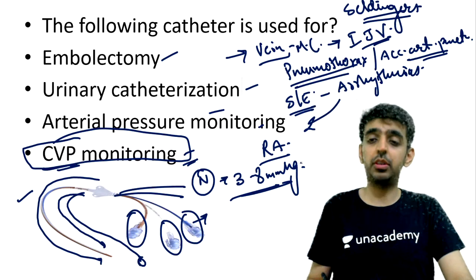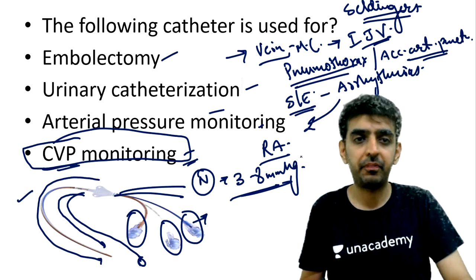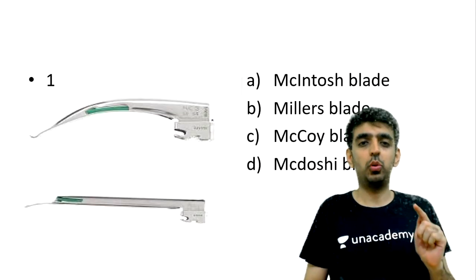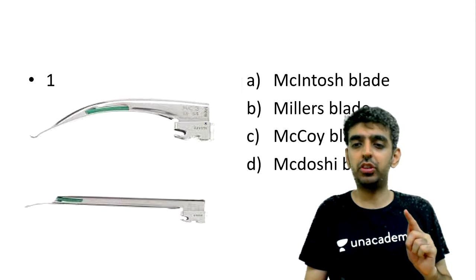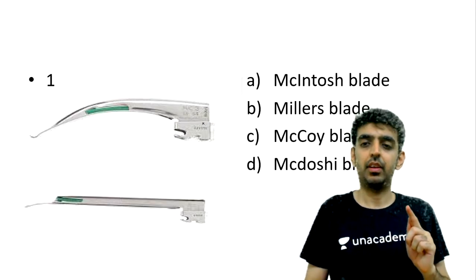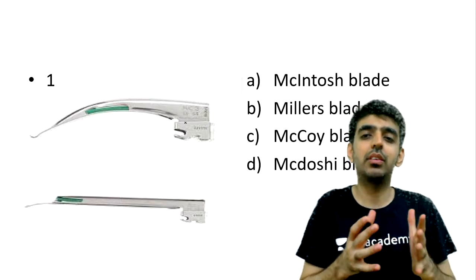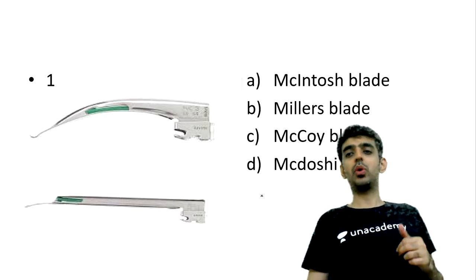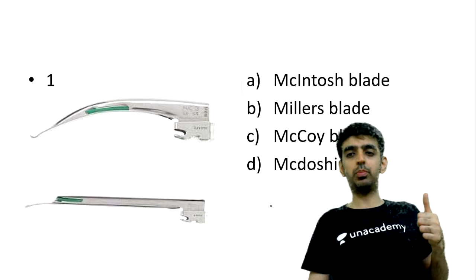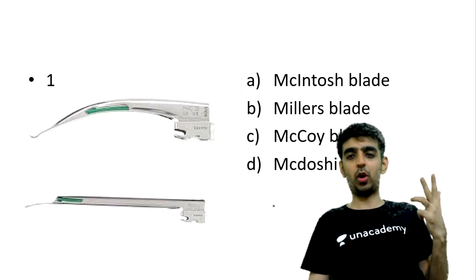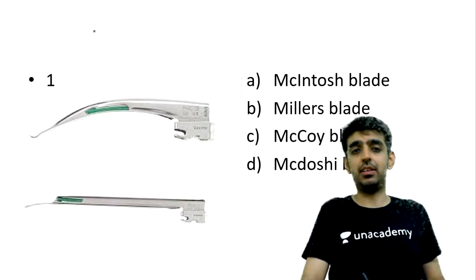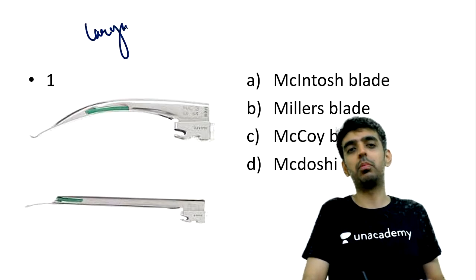Moving on to the next question, people. Identify the image shown in this figure. This is a match the following type of question. So till now we have been dealing with some of the important images when it comes to anesthesia. Whether this is a Macintosh blade, whether this is a Miller's blade, whether this is a McCoy's blade, or whether this is a Mcdoshie's blade. Yes, what type of blade it is. Yes, these are laryngoscope blades.